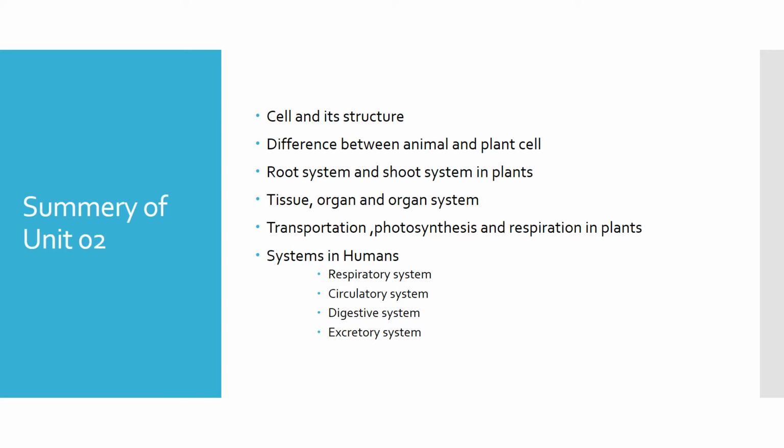Because the cell is the basic unit, after that tissue is formed. When tissues join, they form an organ. When organs join, they form an organ system. And also we will discuss three systems in plants: the transportation system, photosynthesis system, and respiration system. The systems in humans we will discuss in the next video.